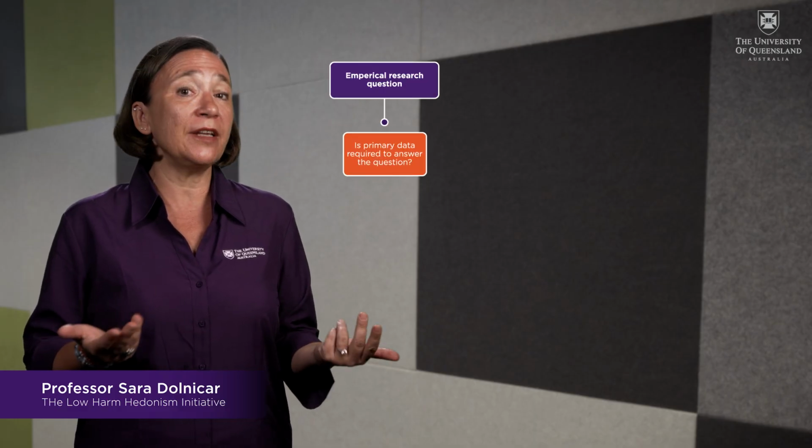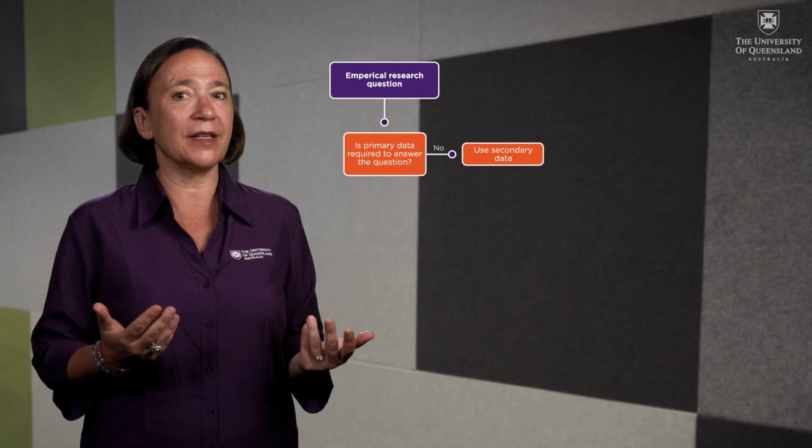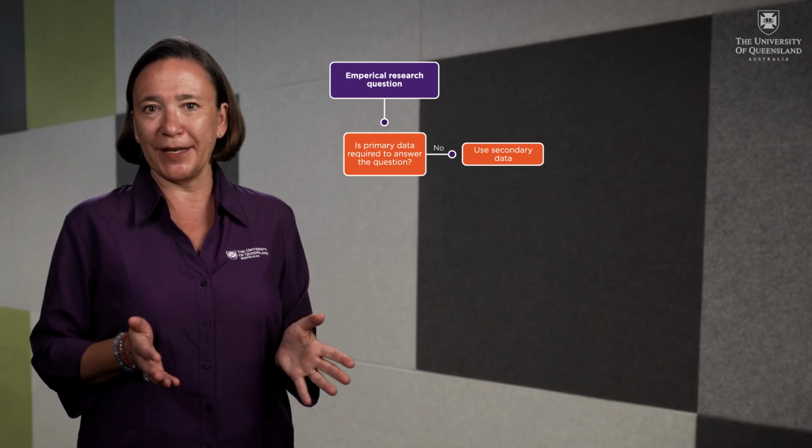Today I'd like to talk you through a little flowchart that helps identify the most suitable research design. First, we ask if we need to collect a new dataset. If secondary data is available, it saves us a lot of time and money.